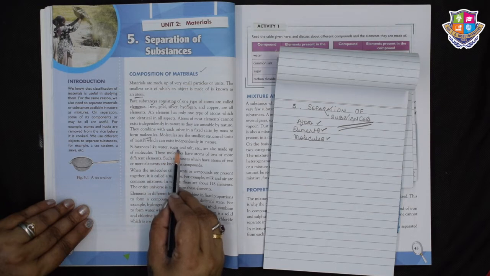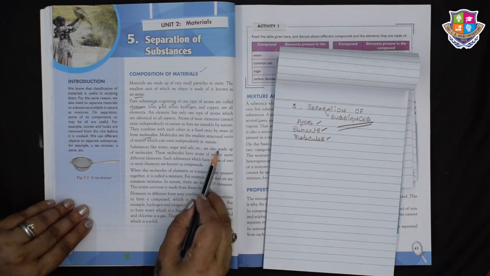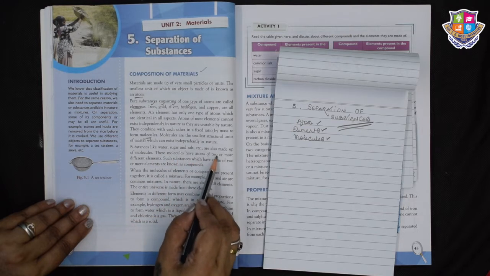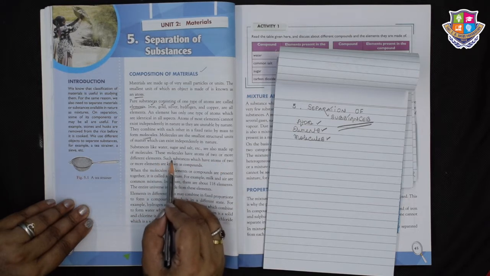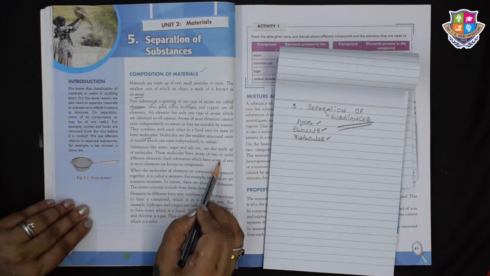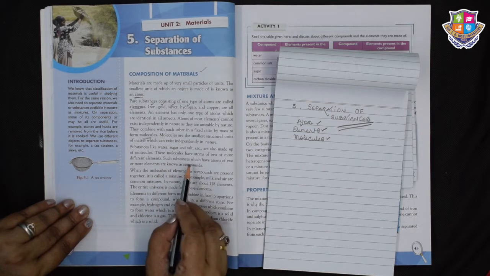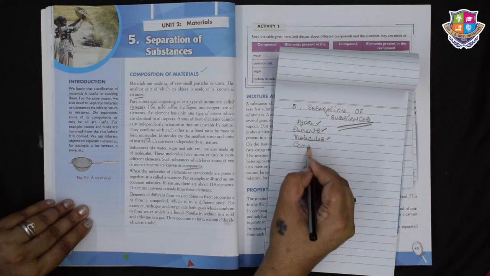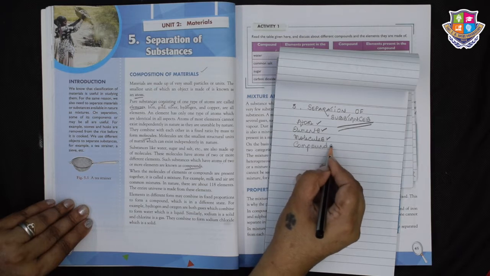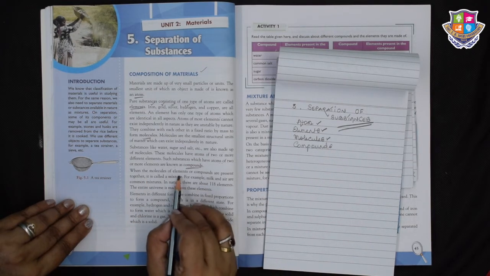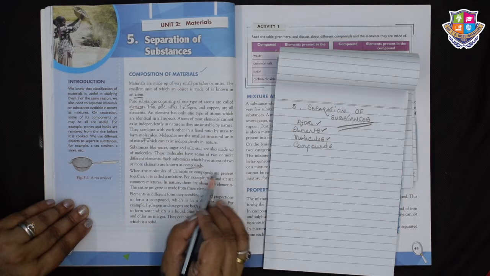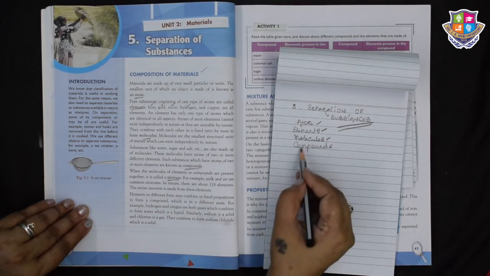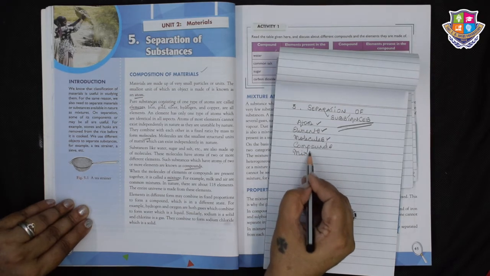Substances like water, sugar and salt, etc. are also made up of molecules. These molecules have atoms of two or more different elements. Such substances which have atoms of two or more elements are known as compounds. So we learnt about compounds too. Got it, children? Okay. When the molecules of elements or compounds are present together, it is called a mixture. So we learnt about mixtures too, children.